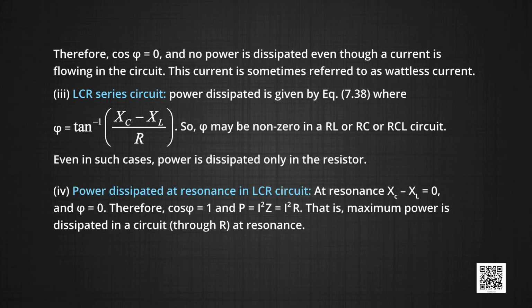If we take another case, power dissipated at resonance in an LCR circuit. At resonance, XC minus XL is equal to 0, that means XC is equal to XL, at that time phi is equal to 0, therefore cos phi is equal to 1, and then the power will be P equal to I square Z, that is equal to I square R. That is the maximum power which is dissipated in the circuit through R, which is the condition for resonance, or it will happen at resonance.